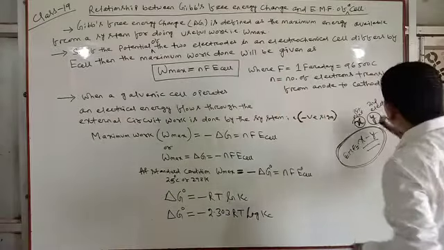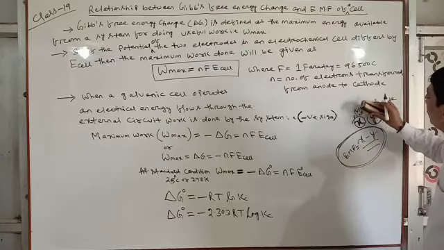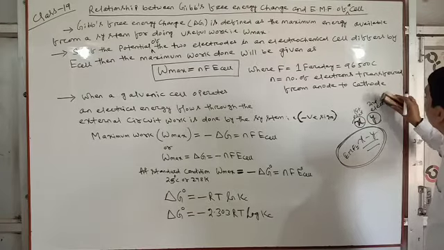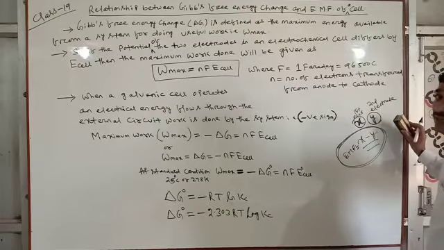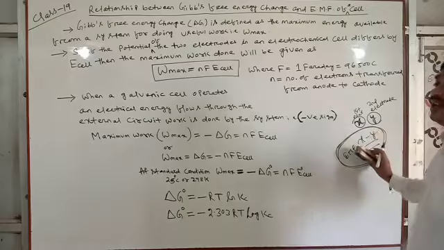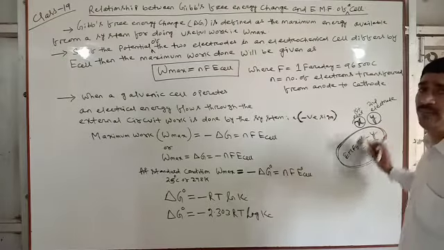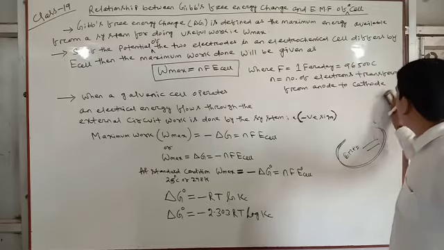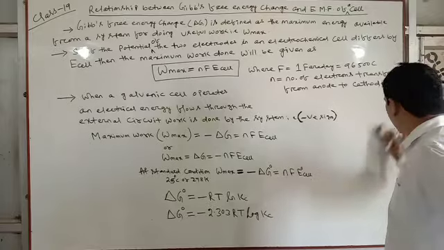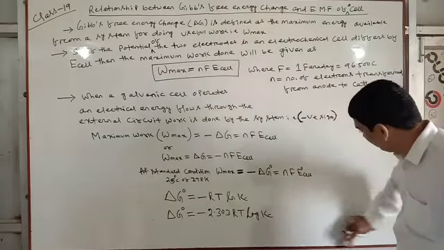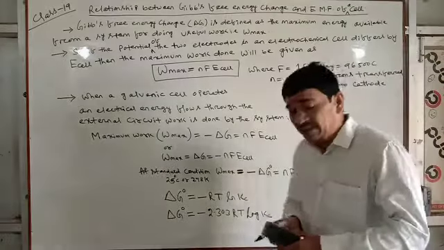So simply, if two electrodes are given, first electrode potential suppose x, second electrode potential y, then the EMF of the cell equals x minus y. Simple. The algebraic difference between the electrode potentials of two half cells is called the EMF of the cell.